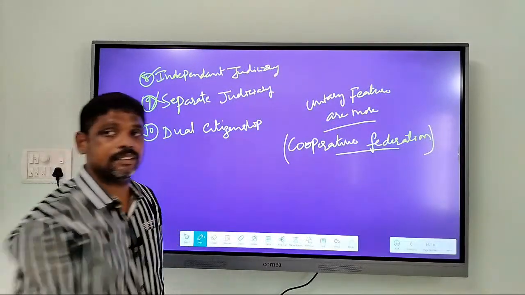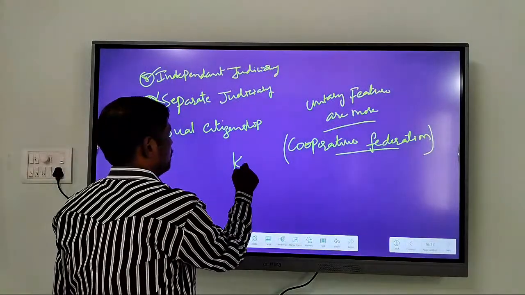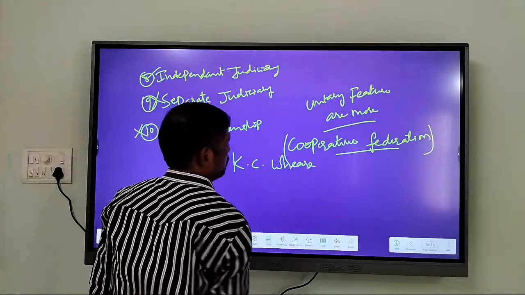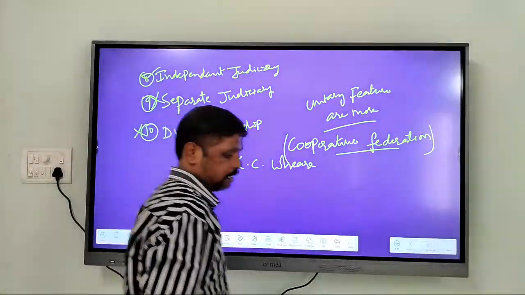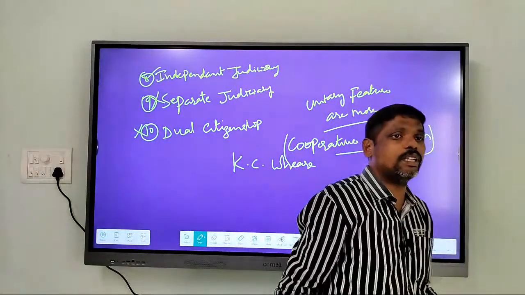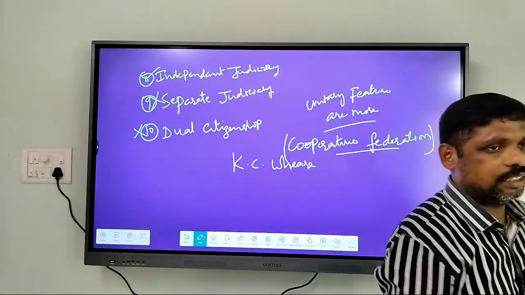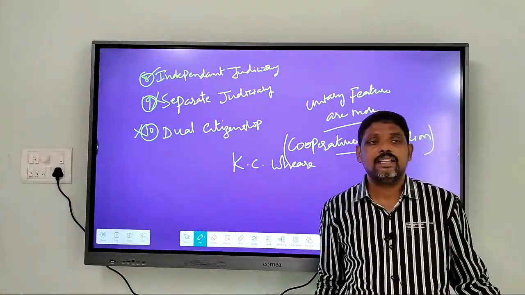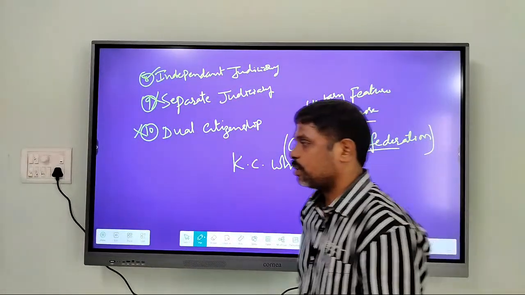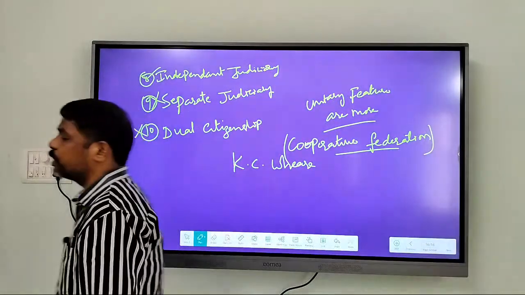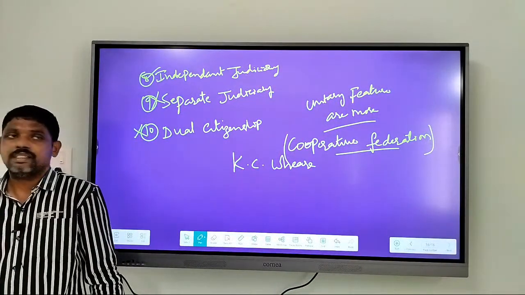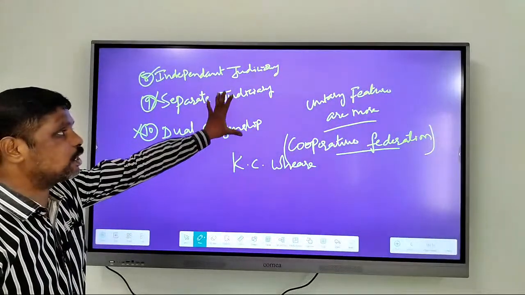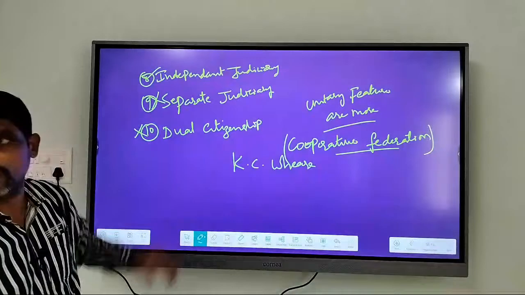K.C. Wheare, spelled W-H-E-A-R-E, is the one who has commented on the Indian Federation. He said that the Indian Federation is a quasi-federal one with more unitary features. This is the comparison of the Indian Federation with the pure federation.